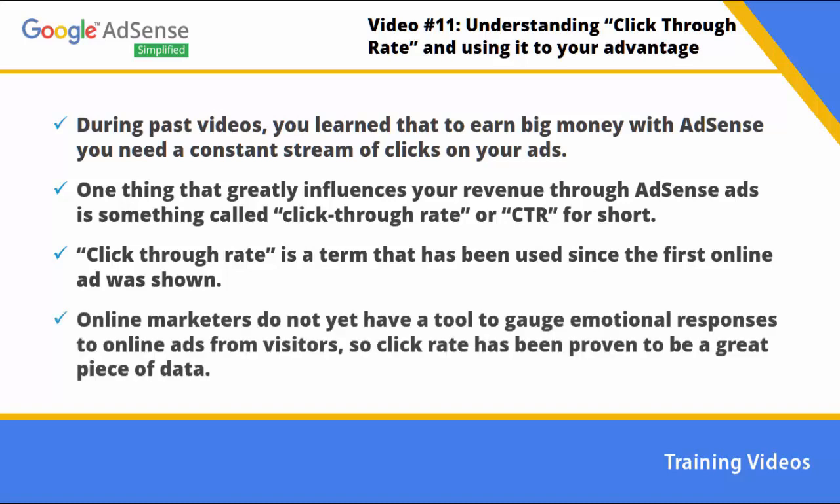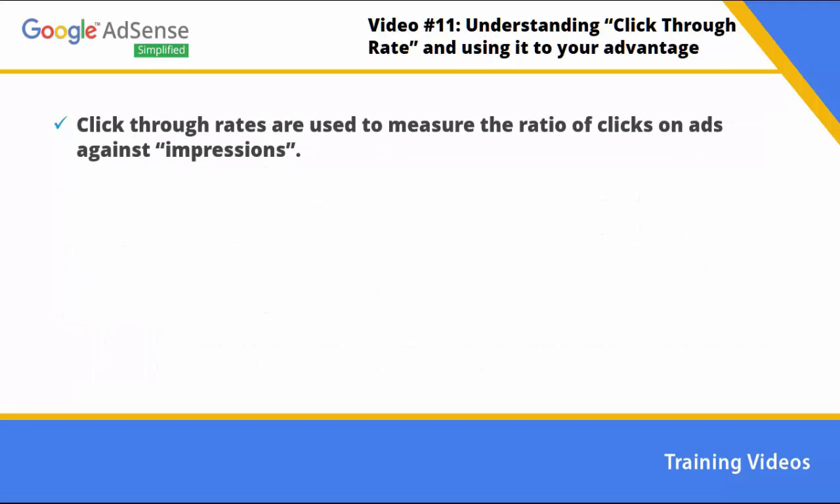Online marketers do not yet have a tool to gauge emotional responses to online ads from visitors, so click rate has been proven to be a great piece of data. Click-through rates are used to measure the ratio of clicks on ads against impressions, which is the number of people that visit a website and are shown a Google AdSense ad. In this approach, the higher the click rate number is, the better.